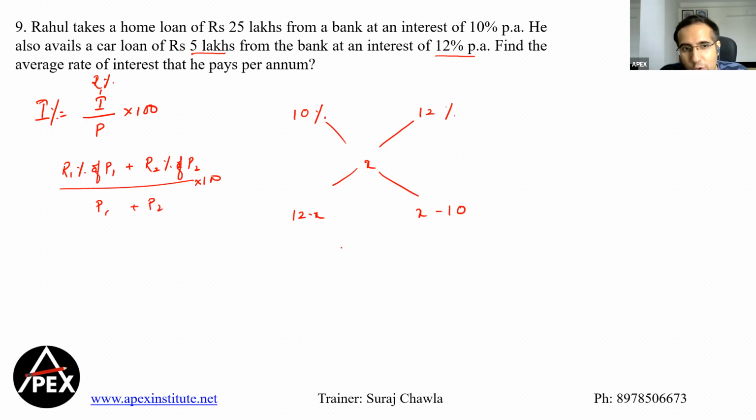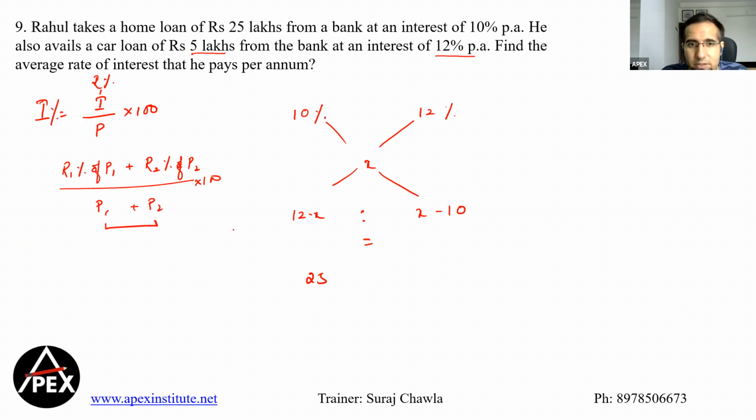Now this ratio is the ratio of denominator. What is the ratio of denominator? That's the ratio of the principal value. Now what is the principal value? Home loan we have taken 25 lakhs. Car loan we have taken only 5 lakhs.